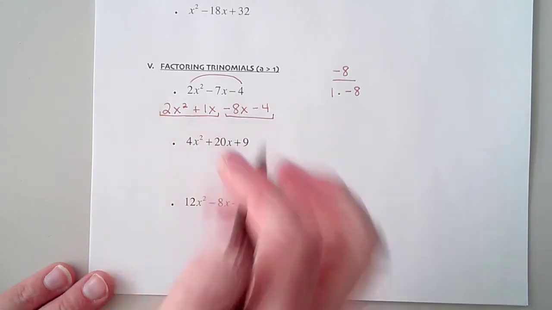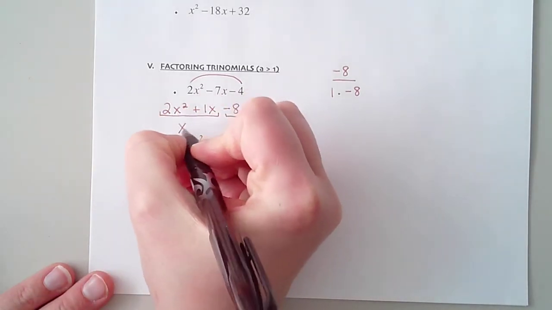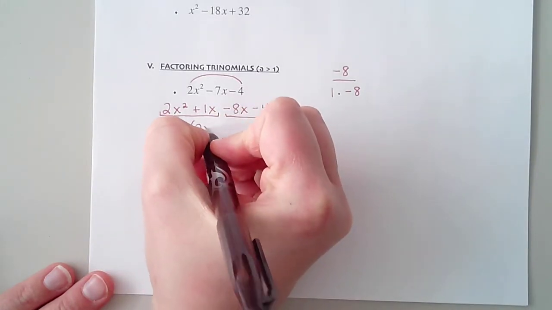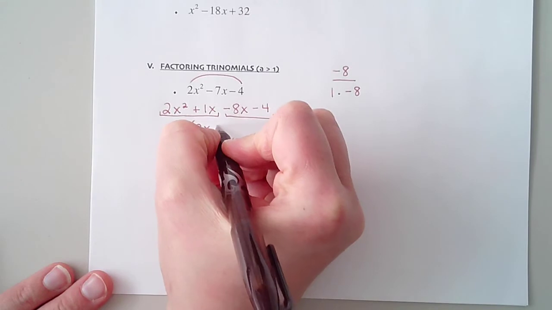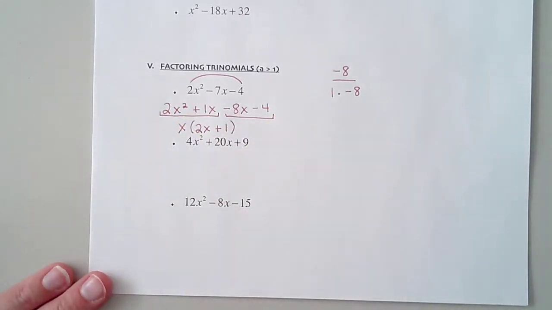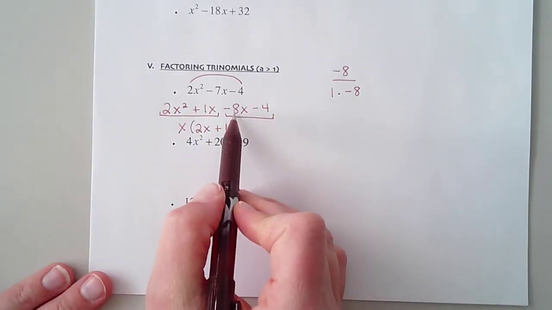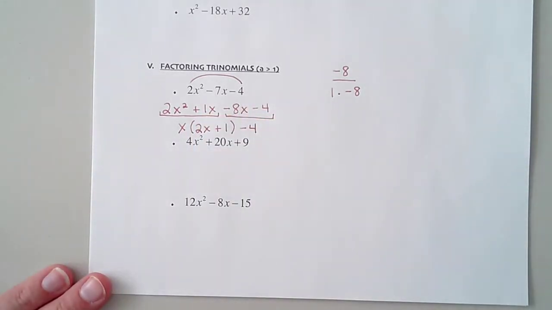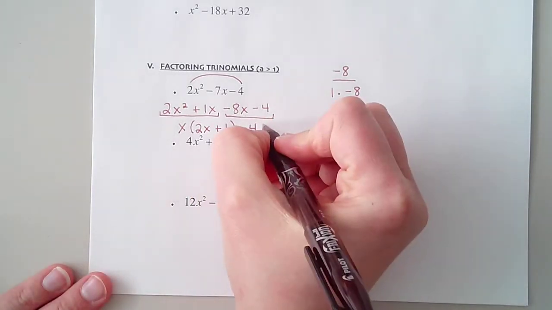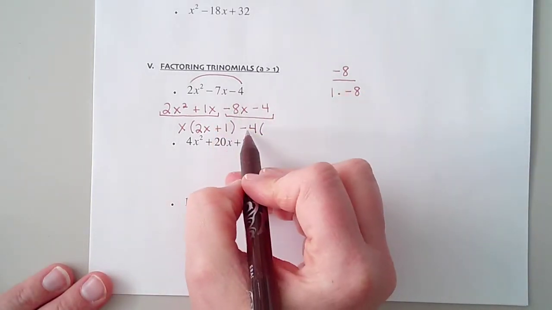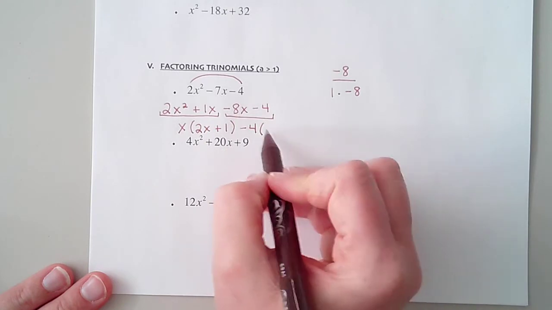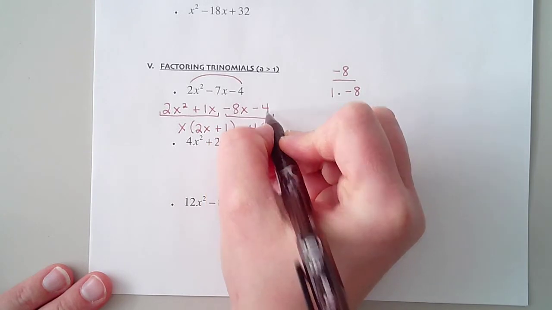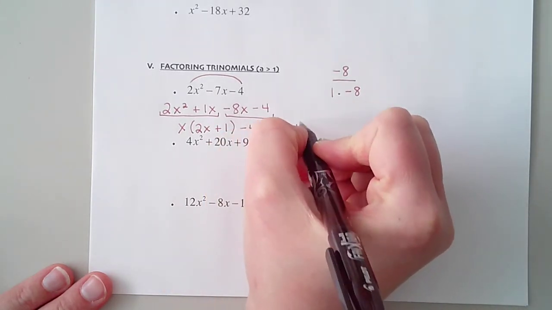So with 2x squared and 1x, what they have in common is an x. And what I would be left with here is a 2x and just a 1 here. Okay. Now over here, the negative 8 and the negative 4 share a negative 4 in common as a GCF. And if I take out a negative 4, now if I'm taking out the negative, that means that what's going to be left in here will be positive. So this will be a 2x. And then if I take negative 4 out of negative 4, I'll be left with a 1.